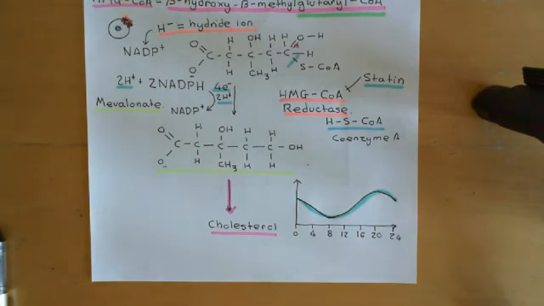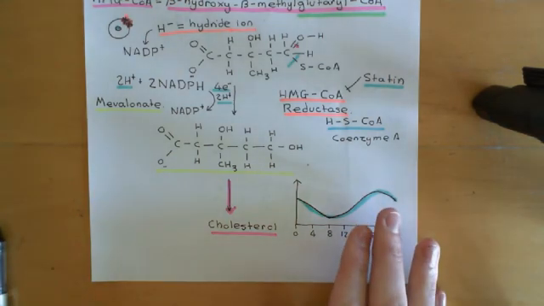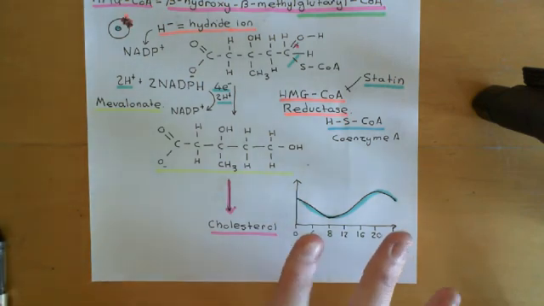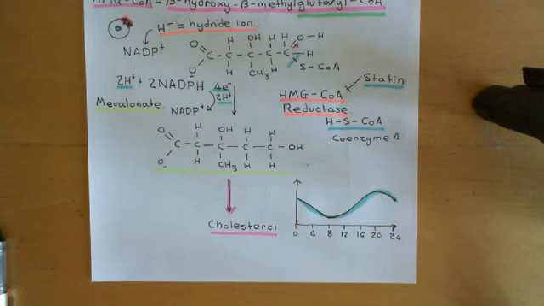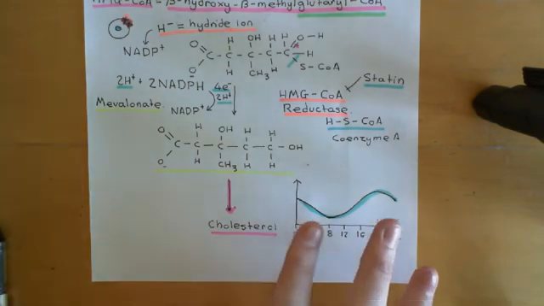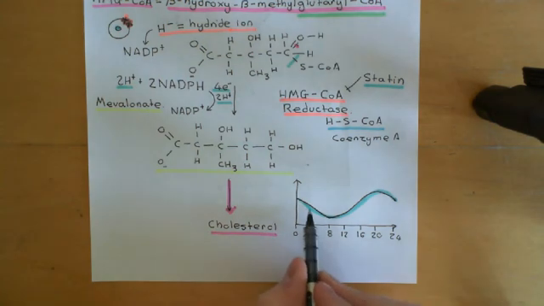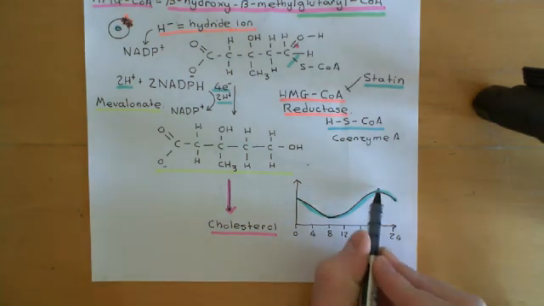It's lowest at 8 o'clock in the morning, and then it goes up to its highest level at 8 o'clock in the evening. And in synchrony with this oscillation in HMG-CoA reductase, you're then going to get an oscillation, of course, in cholesterol biosynthesis. So cholesterol biosynthesis will be lowest at 8 o'clock in the morning, and then it will get to its highest in the evening.